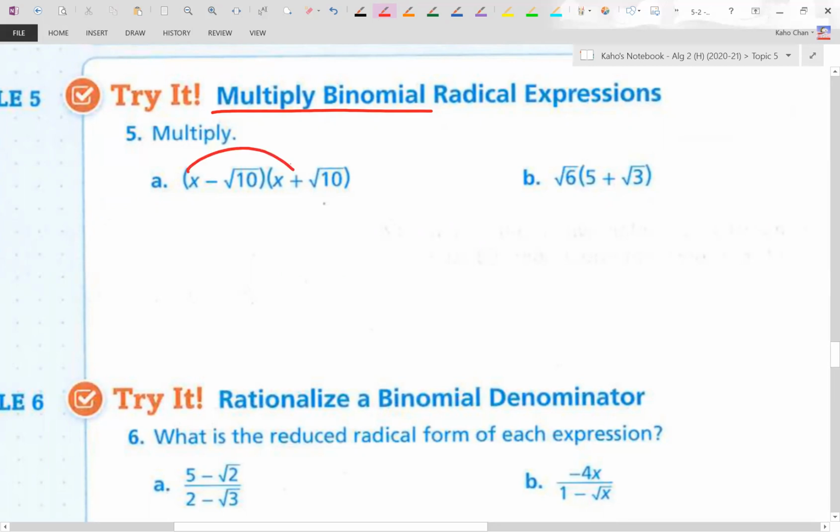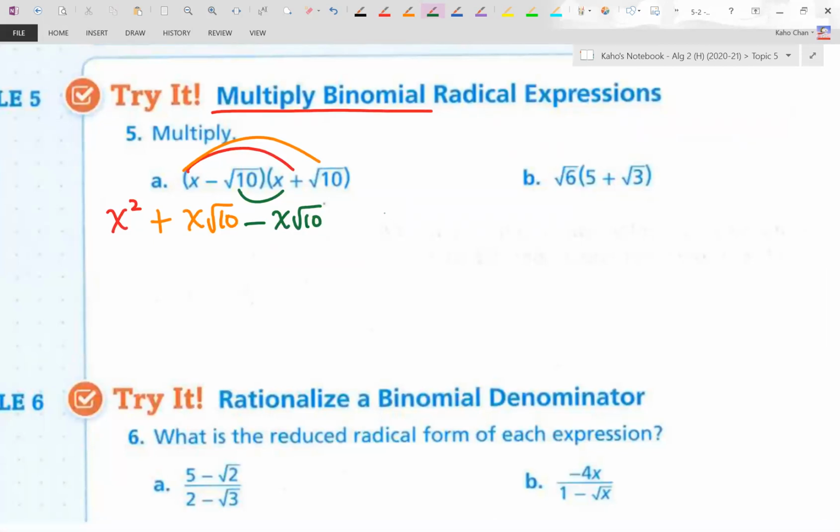Here we go. First terms, x times x. Sweet. You can throw it in a box if you like to, no big deal. In fact, some kids do like that. Outer terms, x times root 10 is plus x root 10. Okay. Inner terms, we have minus x root 10. Oh, those go away. In fact, oh yeah, don't you recognize this is a product of conjugates? Interesting.